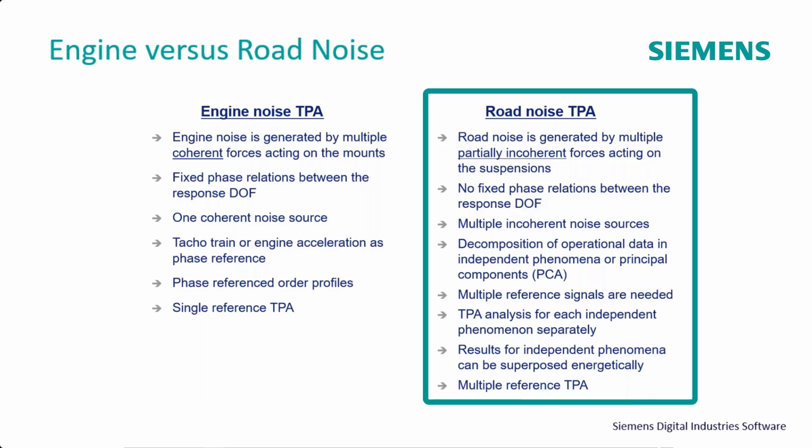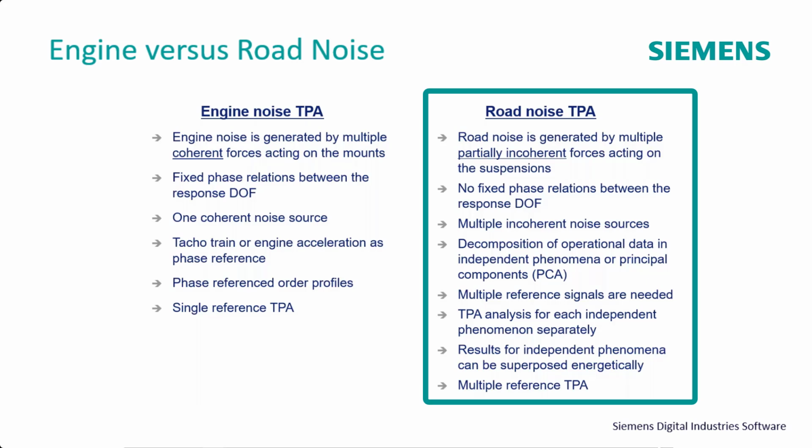Road noise is generated by multiple partially incoherent forces acting on the suspensions. There's not a fixed phase relationship between the different responses. We have multiple incoherent noise sources. We're going to take that operational data and decompose the operating data into its independent phenomena, and those are the principal components. So each principal component is an independent phenomenon acting on the structure at each frequency.